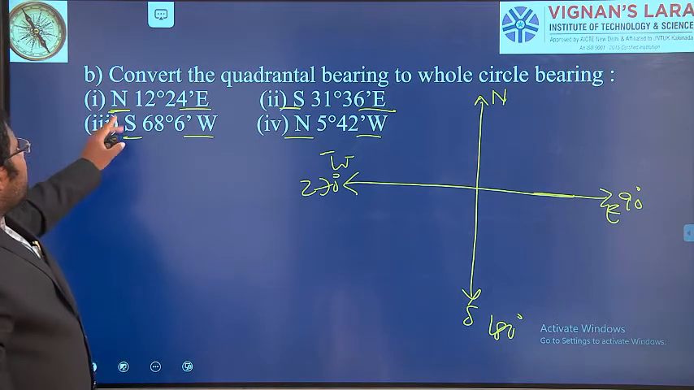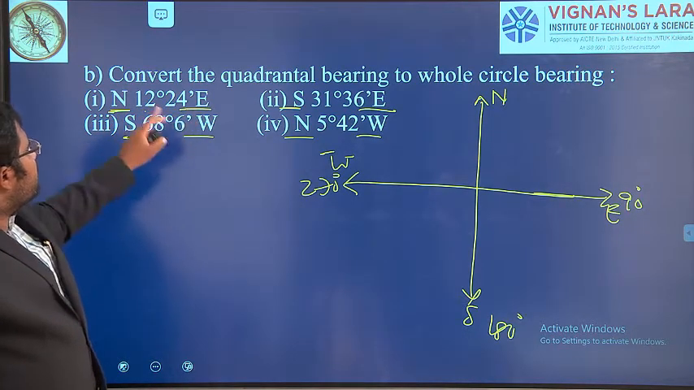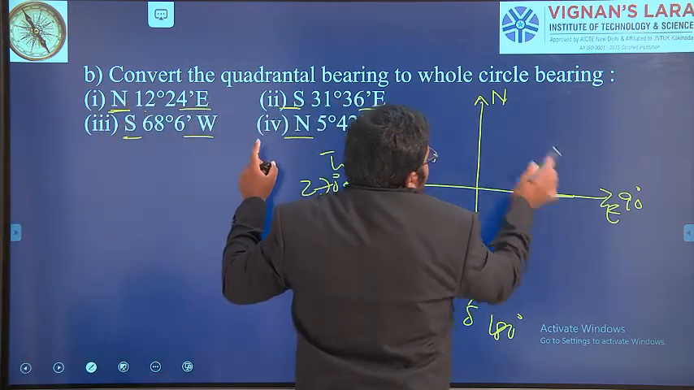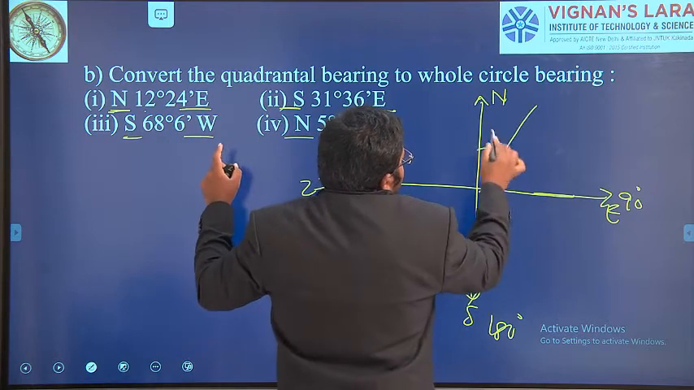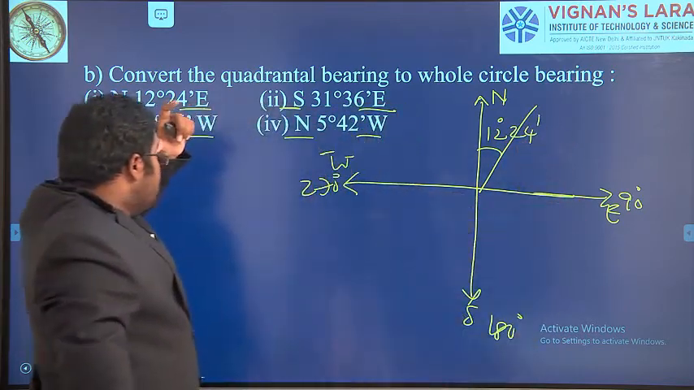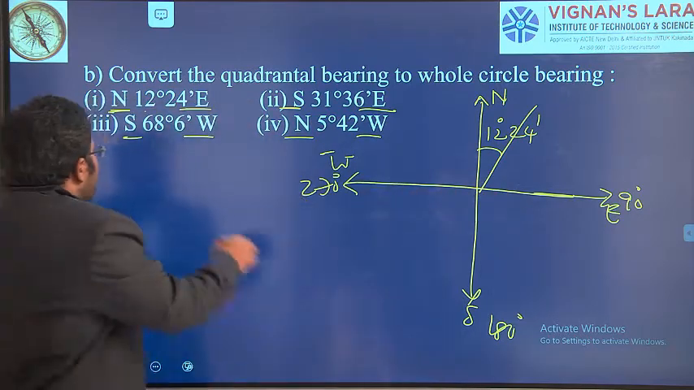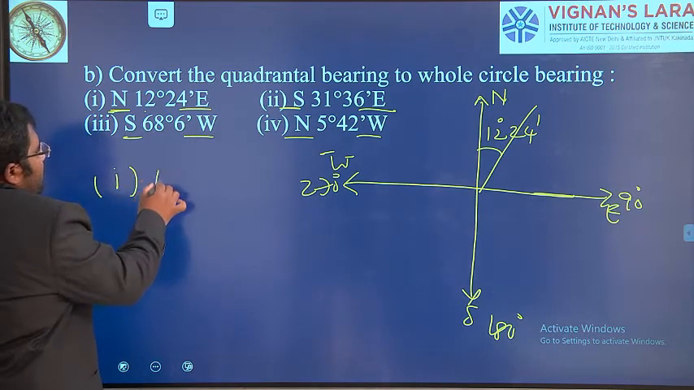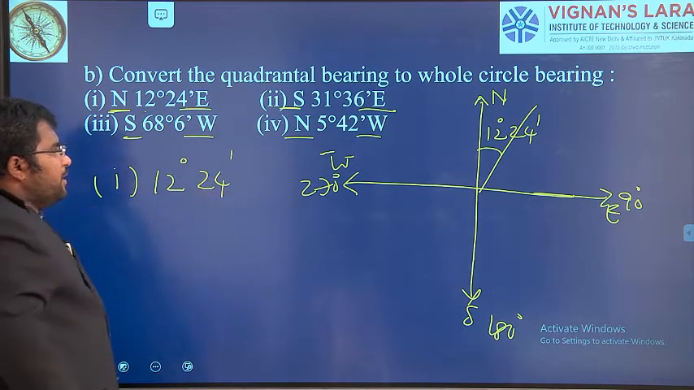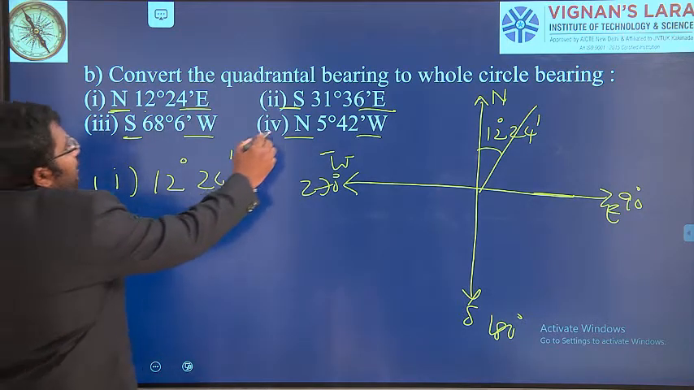The first one is north 12 degrees 24 minutes east. Where will it come? Northeast. From north, it is 12 degrees 24 minutes. So as usual, even in the whole circle bearing, here is the same value. So what is the answer for the first one? Very good. 12 degrees 24 minutes. The right answer.